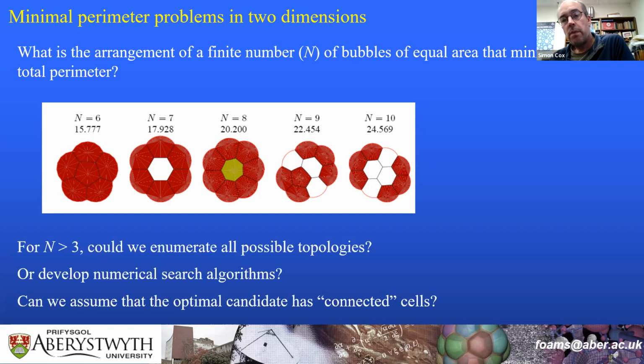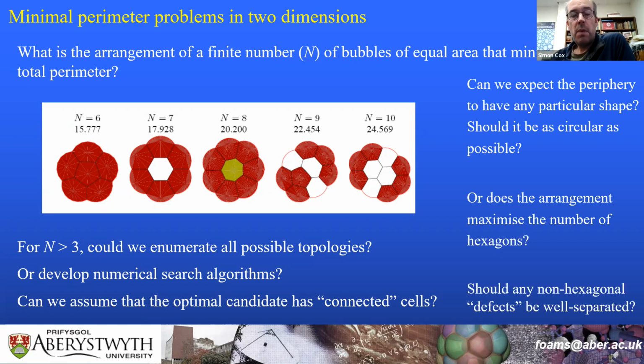So one way to approach a proof might be to enumerate all possible topologies, and the number of possible topologies gets very large very quickly, but we can do something. One could do a numerical search, try and explore some sort of energy landscape. And the first assumption I'm going to make is that each cell in each conjectured minimal perimeter solution is connected. I haven't broken it up into small pieces and distributed them around all the other cells.